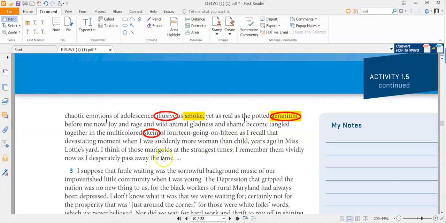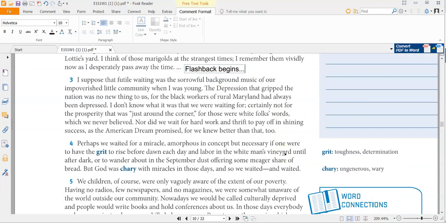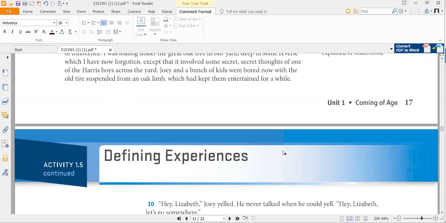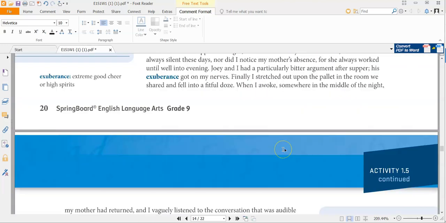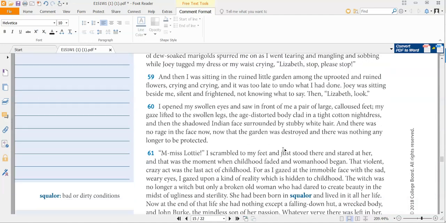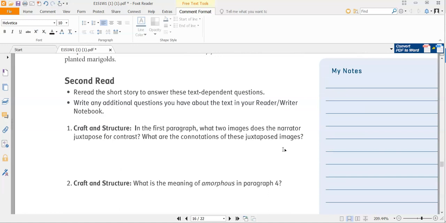So here, this kind of tells us that she's about to do a flashback, because she says, I remember them vividly now as I desperately pass away the time. So the flashback begins at this point, okay? Now you'll do the rest of the paragraphs, which goes for a few pages. But it's absolutely necessary that you read so that you can answer the questions correctly and fully.